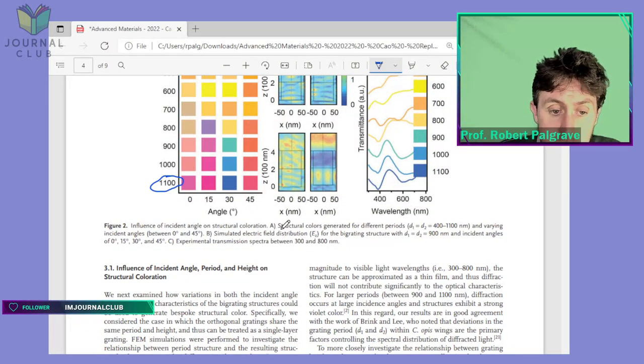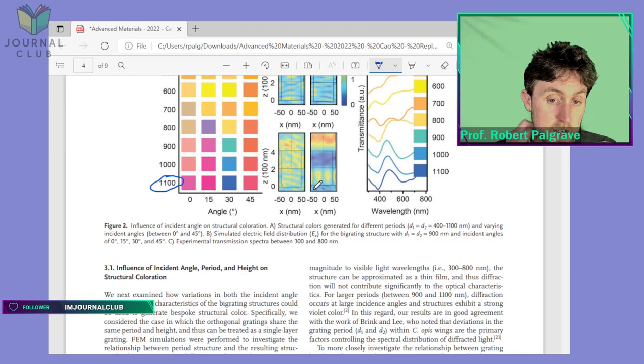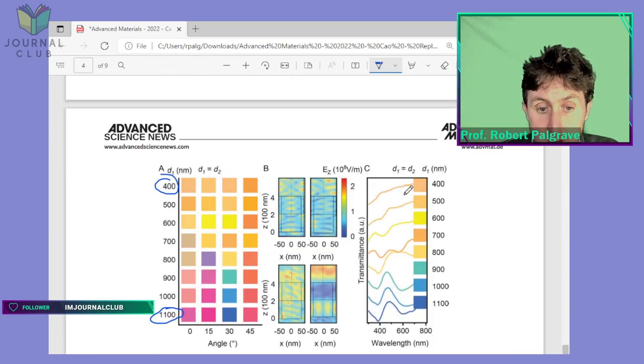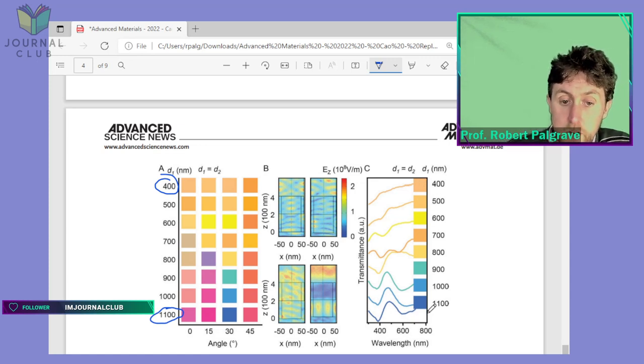B, simulating electron field distribution for the bigrating structure. Okay, so they're simulating the interaction of light with the bigrating structure, and trying to understand where these colors come from. And C is experimental transmission spectra between 300 and 800. So here you're looking at transmission spectra, so how much light is passing through the material and linked up with the color here.